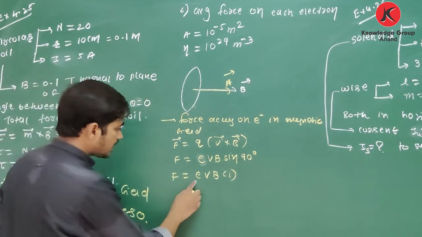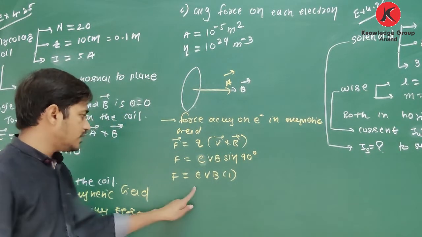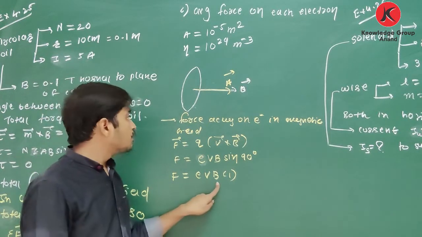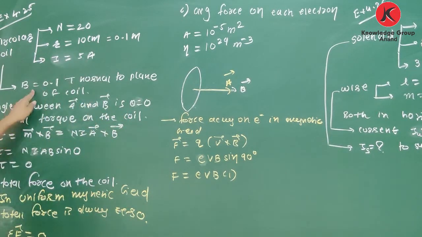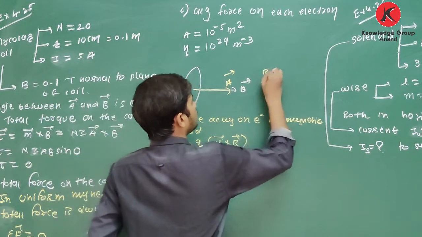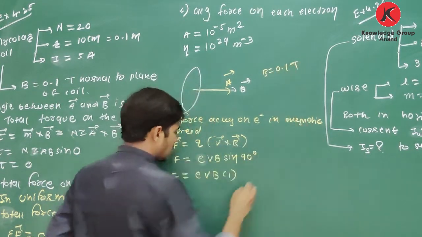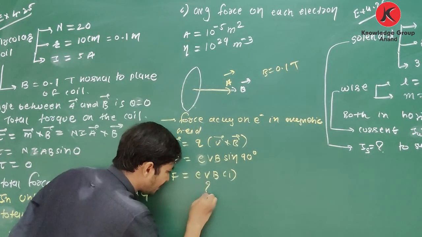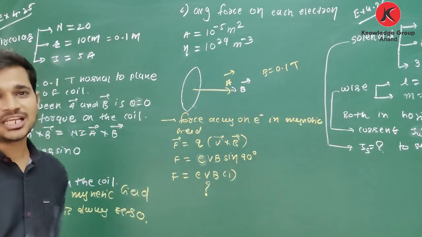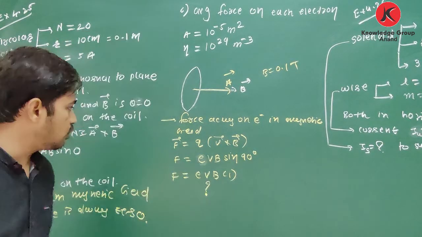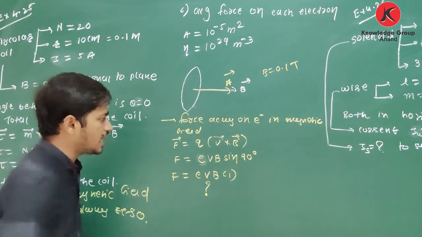Now you are given the value of E, 1.6 into 10 to minus 19. B, the magnetic field, is 0.1 Tesla. But you are not given the speed of electrons. Then how to find the speed of electrons?